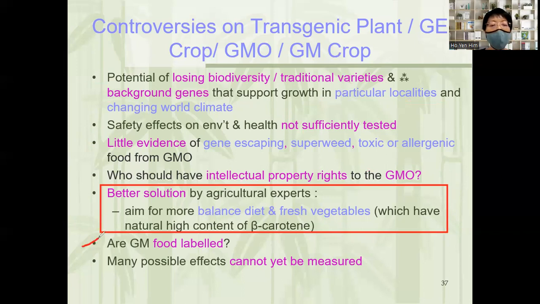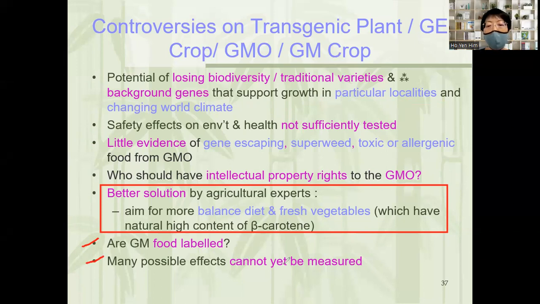So next, is GMO food labeled or not? In the supermarket, whatever GM food must be labeled so that people can choose, because they do not know the risk of GM. Therefore, they may not want to eat GM anyway. So you have to label it properly.